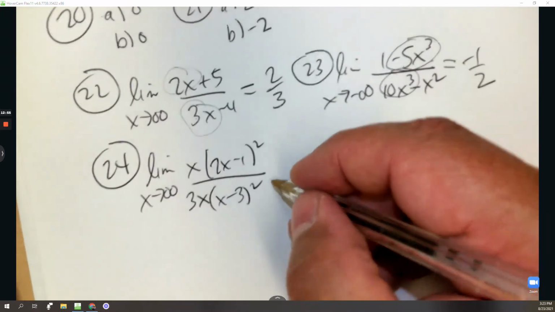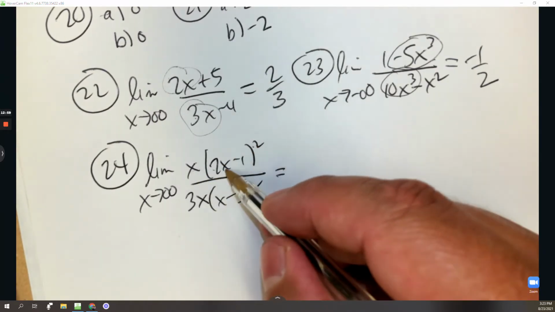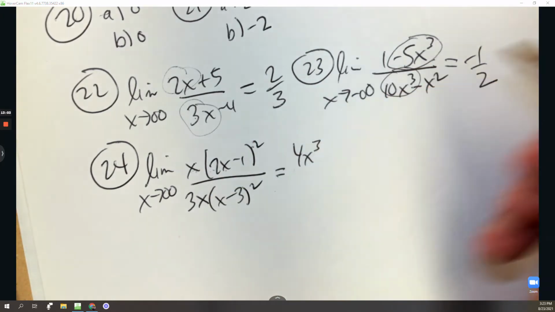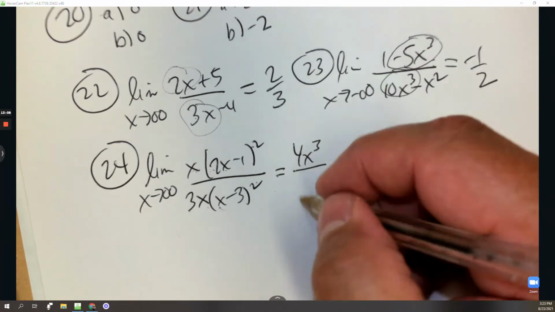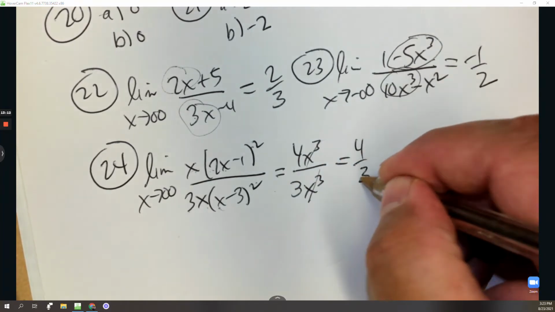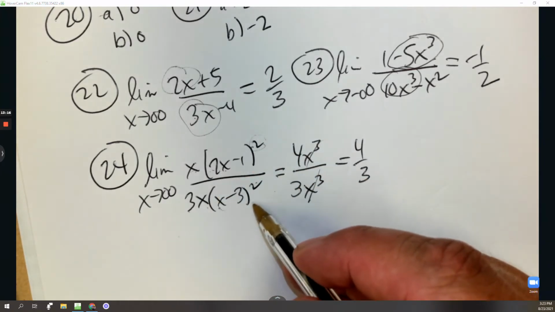24. This one's more challenging because you've got to multiply it out. So 2x squared is 4x squared times x. Here, x squared times 3x. That's 3x cubed, and then divide it out, and you get 4/3. You just got to be careful of the exponent when you multiply it out.